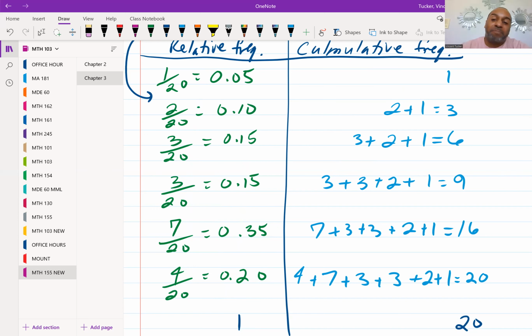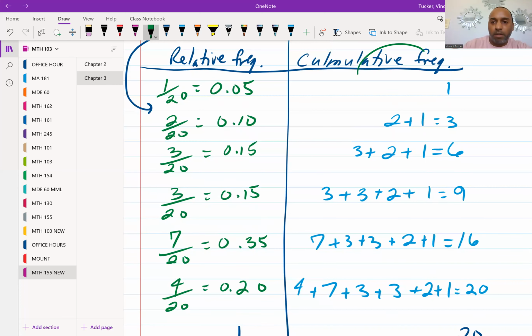So like your classmate just mentioned, looking at cumulative frequency, which is our last column, our fourth column. You start off with the 1 that we had. Then you add the 1 to the 2.